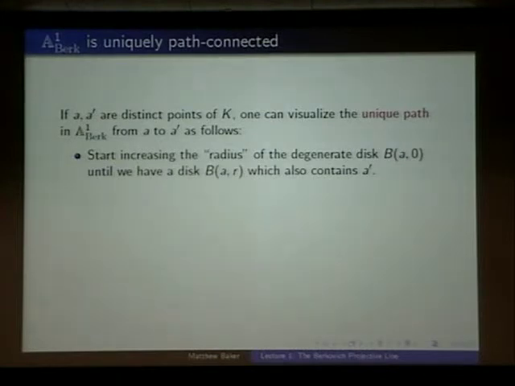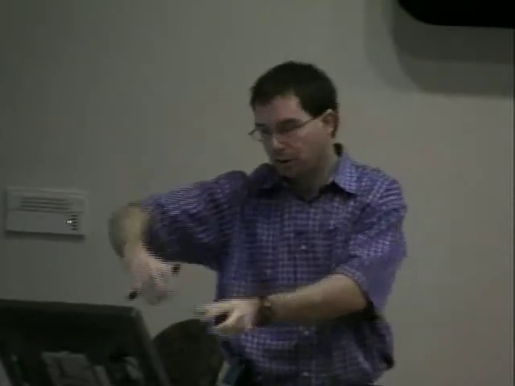You increase around A till you have this disk that also contains A prime. You can recenter that disk at A prime, and now you decrease towards the center A prime until you get down to radius 0. And I've just described a collection of disks. That's some subset of the Berkovich affine line, and it turns out that in this topology that I defined, this is homeomorphic to an interval. So this is actually a continuous path in the Berkovich space with that topology.